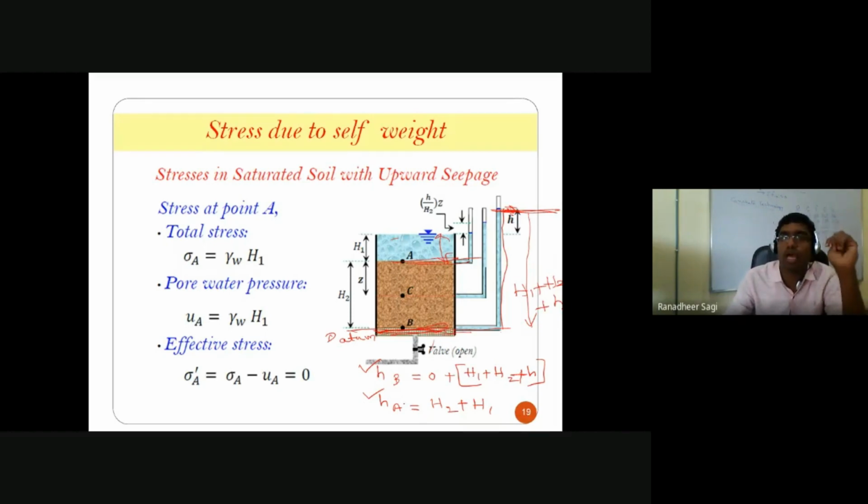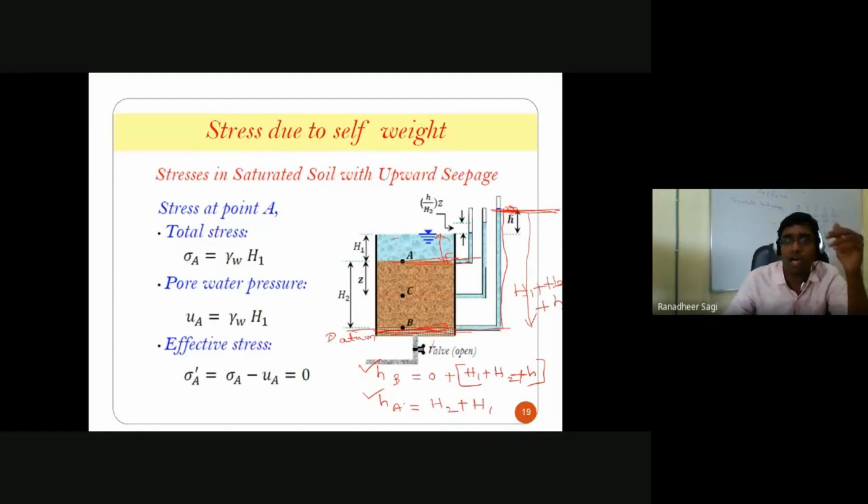And once there is a flow happening from point B to point A, then what are the issues that we are going to be encountering? Let us try to understand after talking about what the total stresses at different points in the soil sample, pore water pressures at different points in the soil sample, and effective stresses that are getting developed at different points in the soil sample.